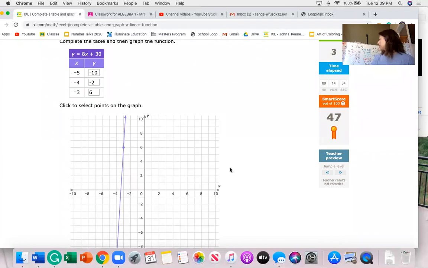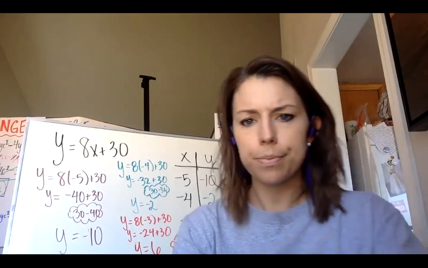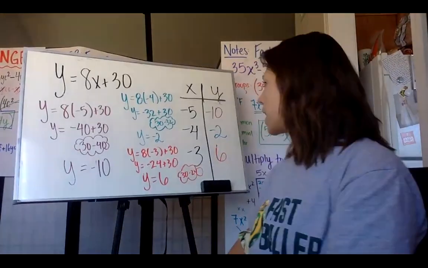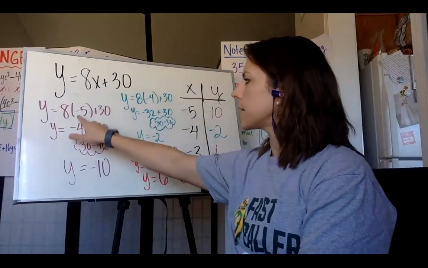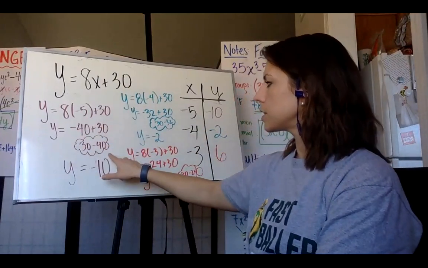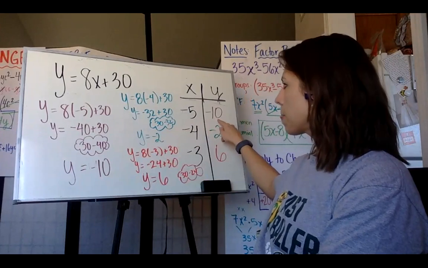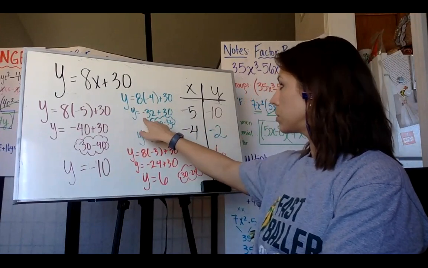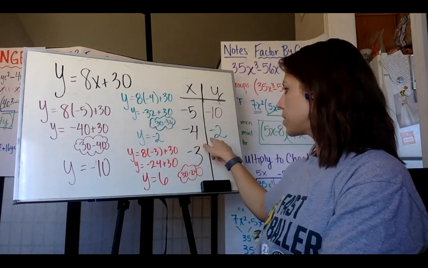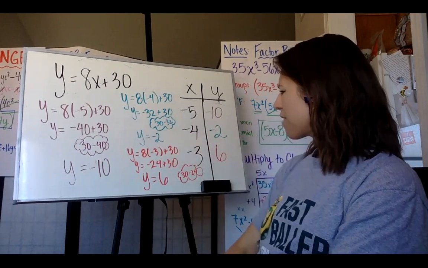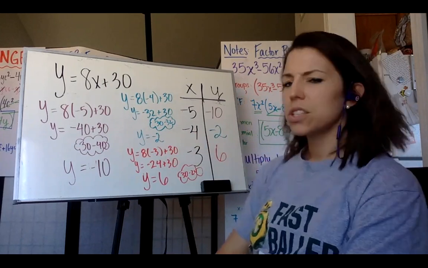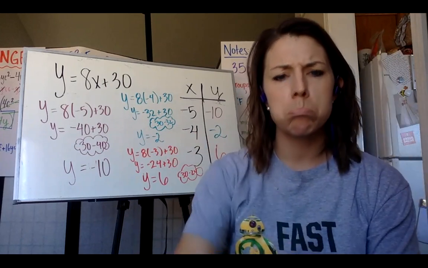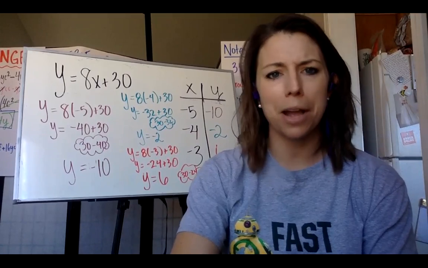And I'm going to be honest with you, I wasn't planning on making a mistake on this one. Let's see if we can go back and figure out where I went wrong. Negative 5 times 8 is negative 40, plus 30 is negative 10. I feel good about that. Negative 4 times 8 is negative 32, plus 30 is negative 2. I feel good about that. I feel good about all of this. So why didn't it work? I'm actually not even sure.